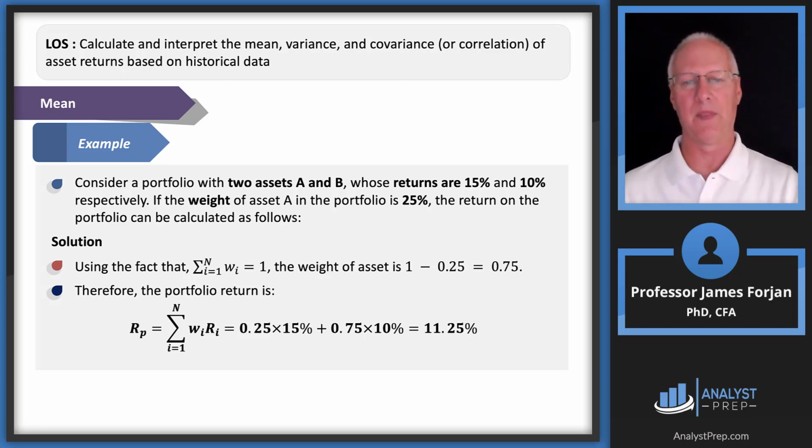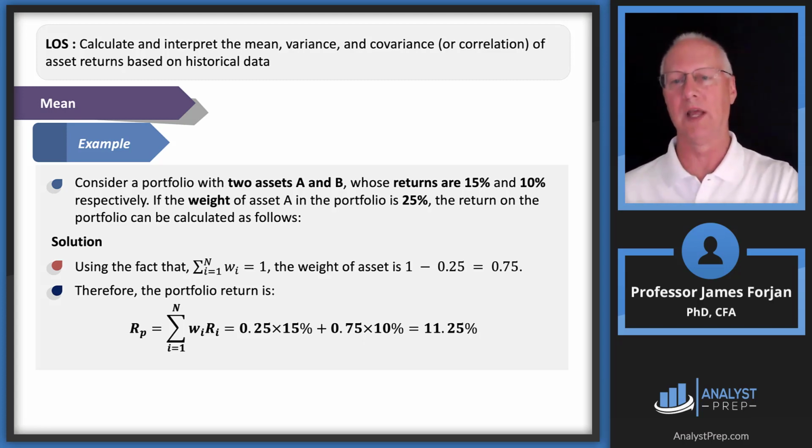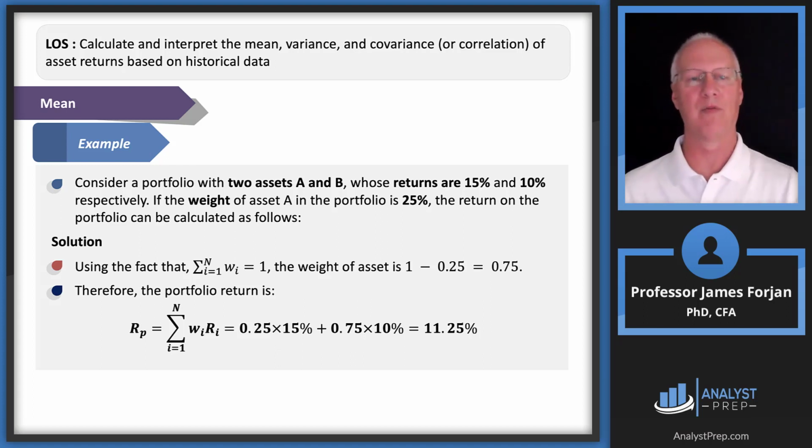So notice down there at the bottom, we're going to take 25% times the 15% in A plus 75% times the 10% in B. And we get 11.25, which is less than the 12.5 of the simple average because we had more invested in the lower performing asset.